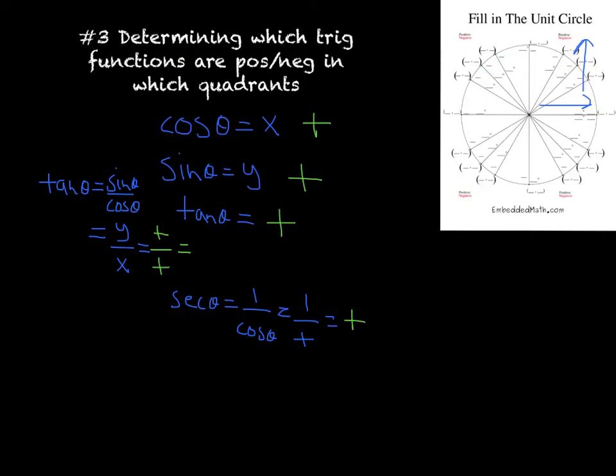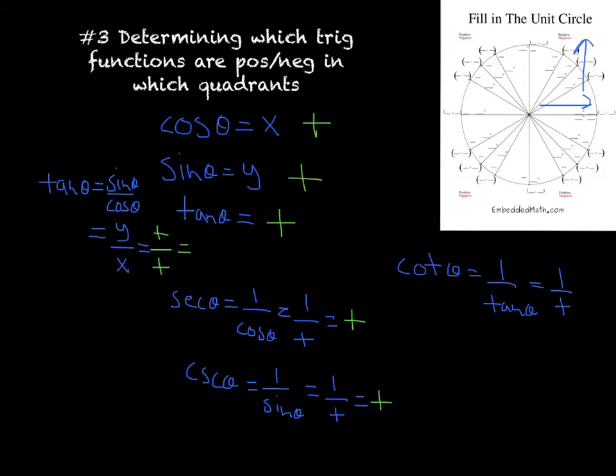And I think you can see that the cosecant is going to have the same situation. That's going to be 1 divided by sine. And if the sine is positive, that's going to be 1 over a positive number, which results in a positive number. And you can see that the cotangent is going to be the same thing. Cotangent of theta is equal to 1 over tangent of theta, which is 1 over a positive number, which is basically going to equal a positive number.